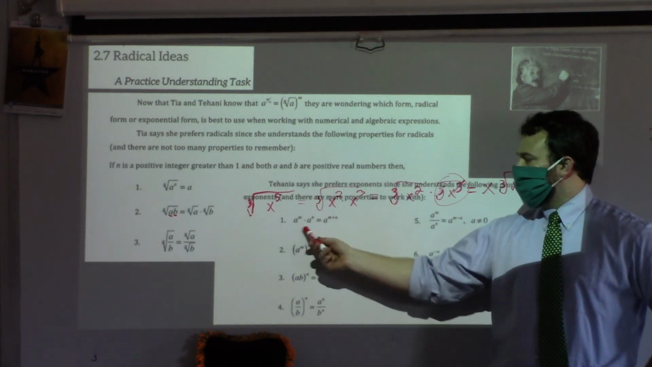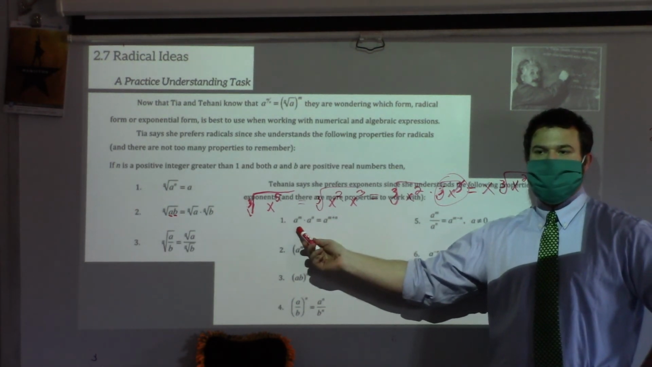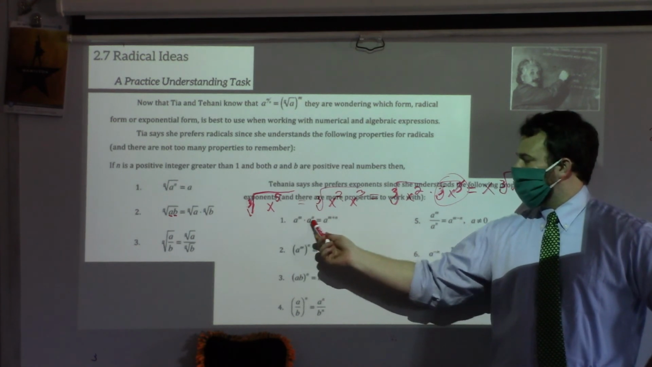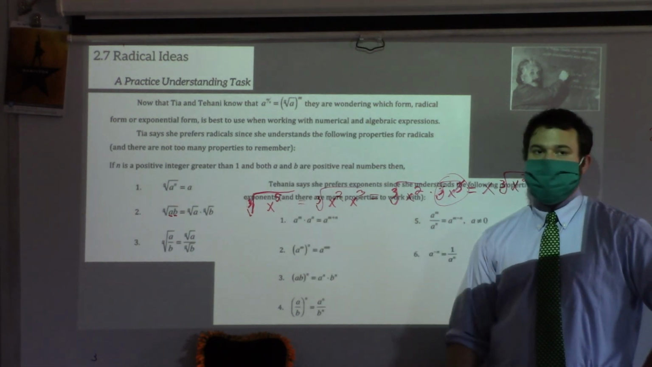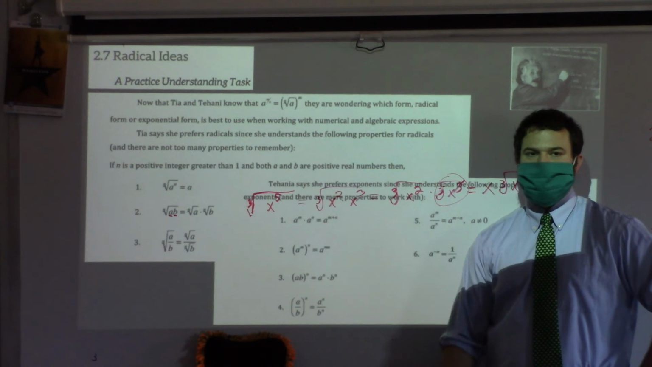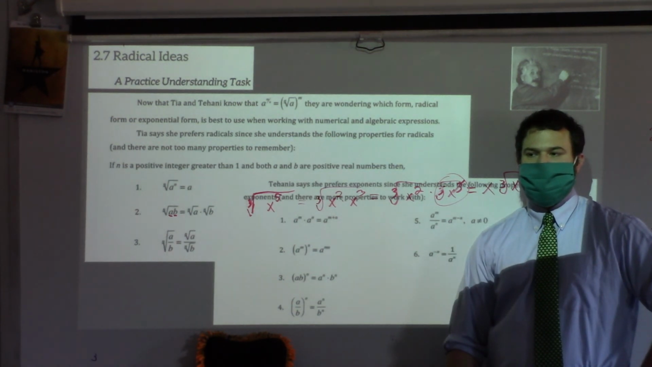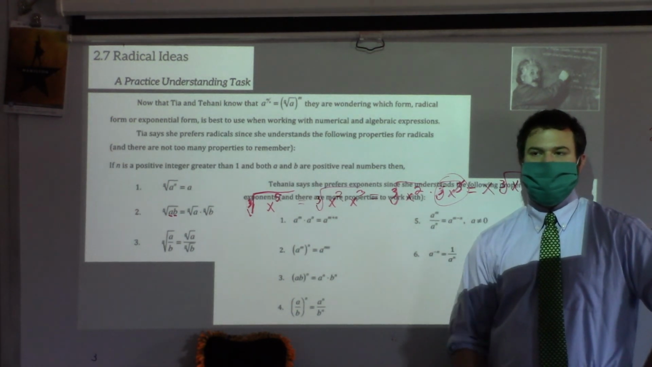So we're multiplying two numbers with the same base. What can we do? Add them.